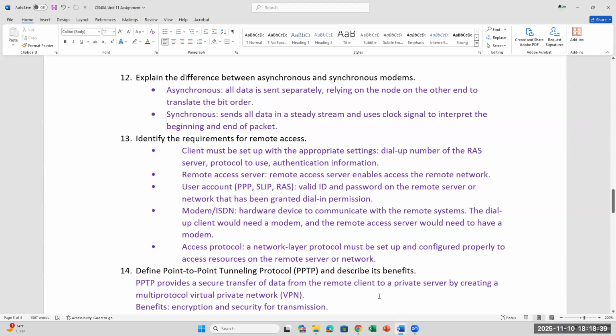Any questions regarding the requirements for remote access? So today we're going to focus on VPN, whereas next week we'll look at VPN also, but focus a little bit more on RIS, remote access server.